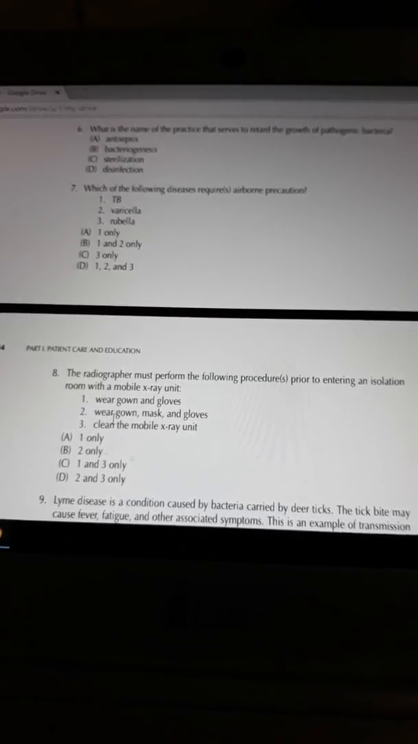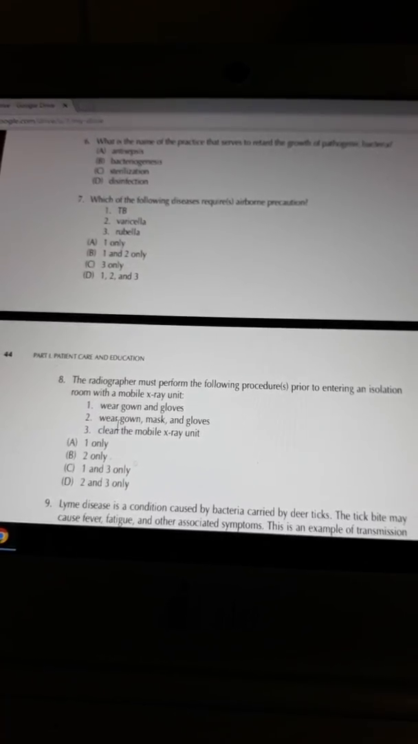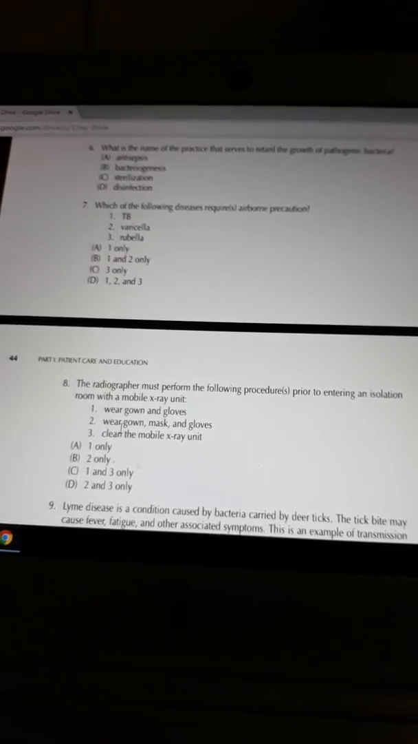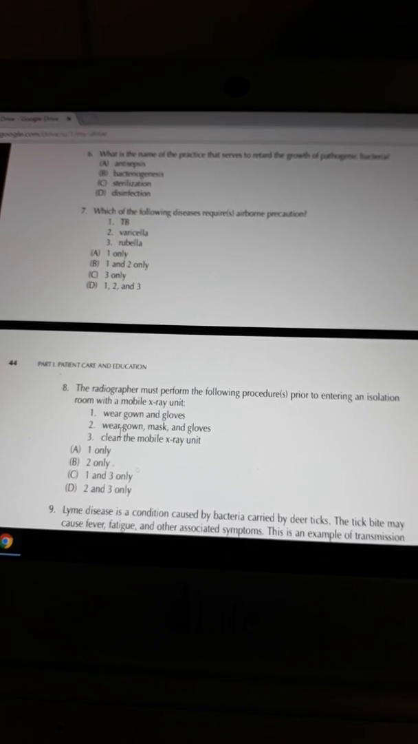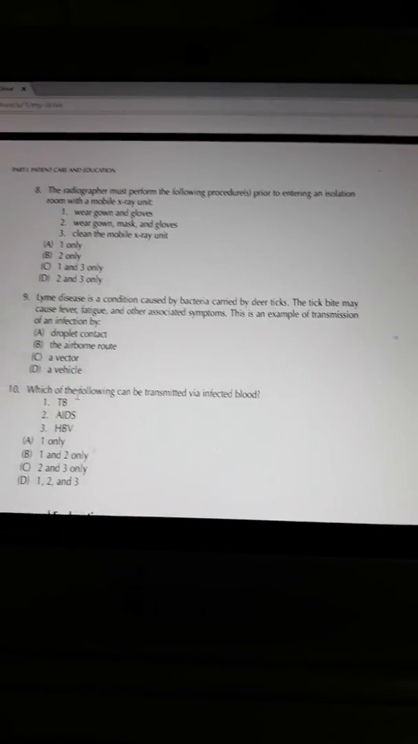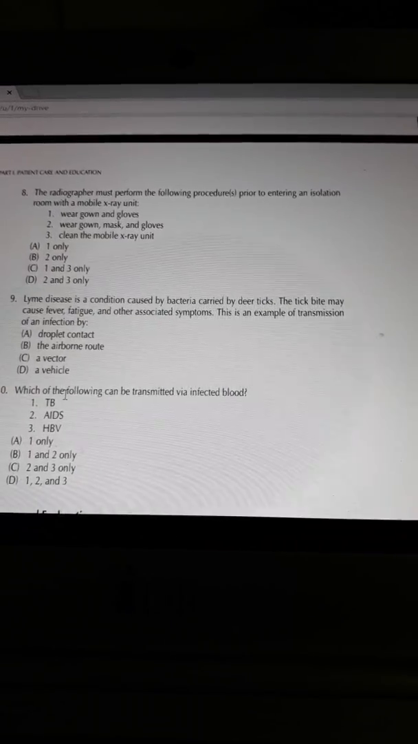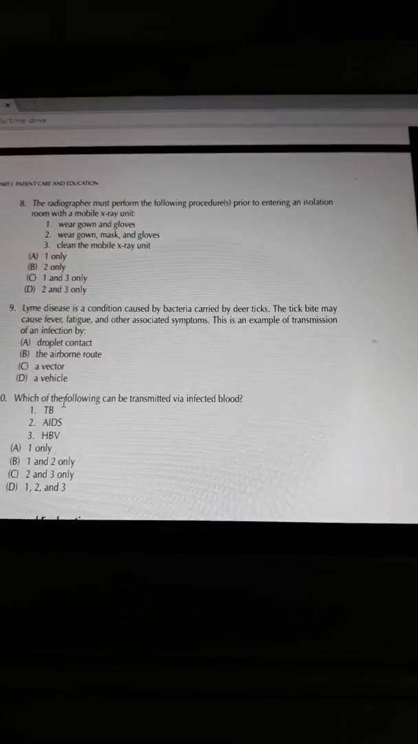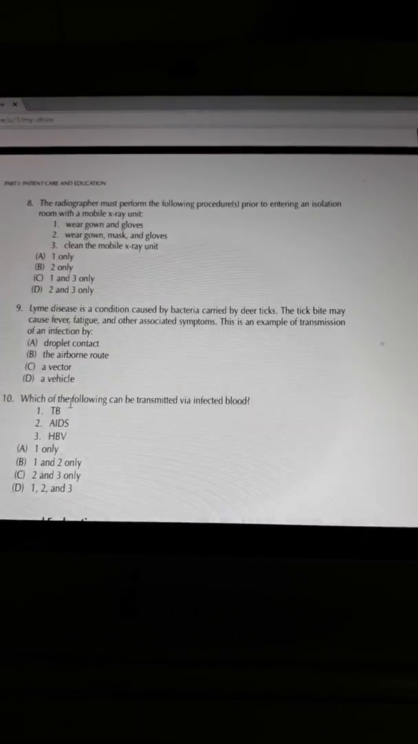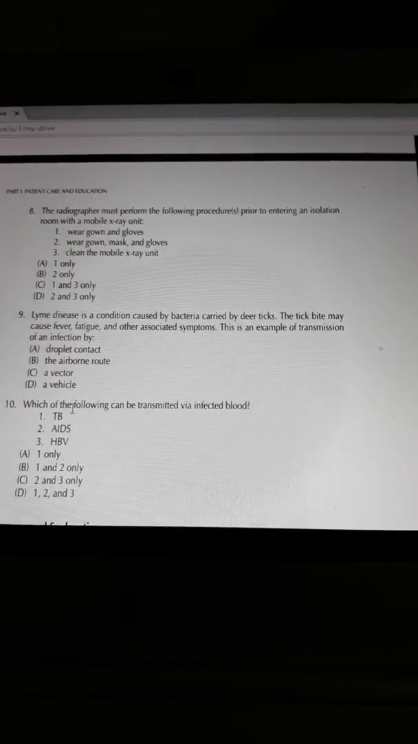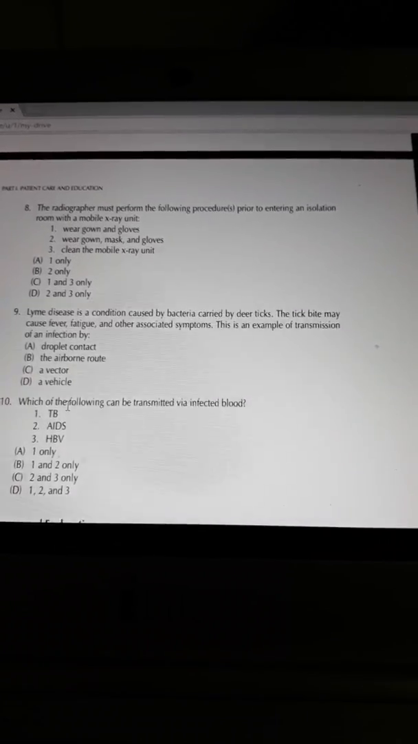Next question: the radiographer must perform the following procedures prior to entering the isolation room with the mobile X-ray unit. The second answer is this one: wear gown, mask, and gloves. Next question: Lyme disease is a condition caused by bacteria from a deer tick. The tick bite may cause fever, fatigue, and other associated symptoms and is an example of the transmission of infection by a vector. This is answer A.